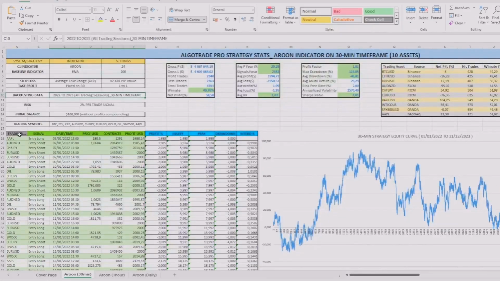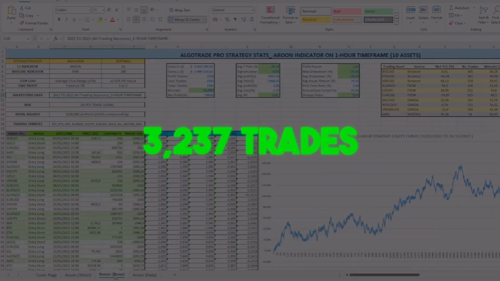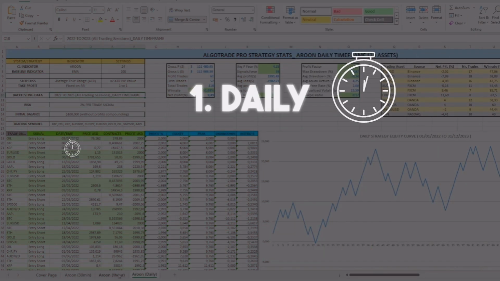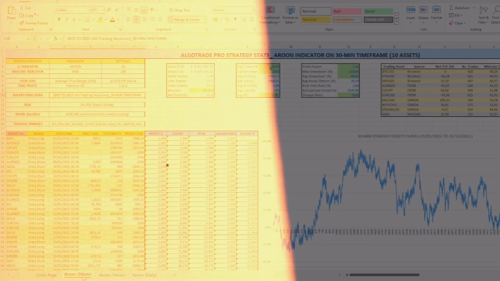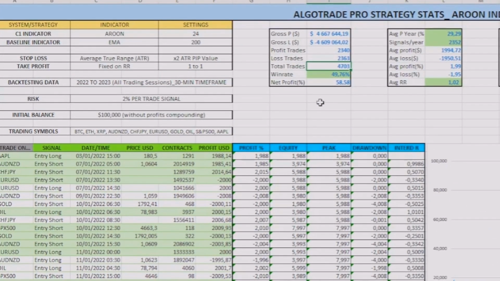After inserting all the trades into my trading journal, I got an analysis of about 7,400 trades across the 3 different time frames. In the 30-minute one, after 4,700 trades, it achieved a win rate of 49.76% and a net profit of 58%.